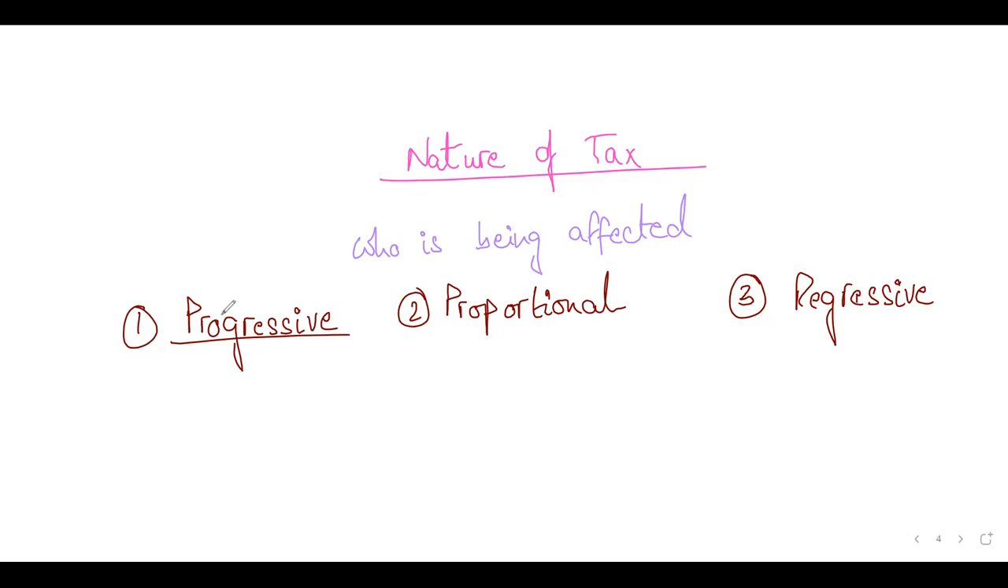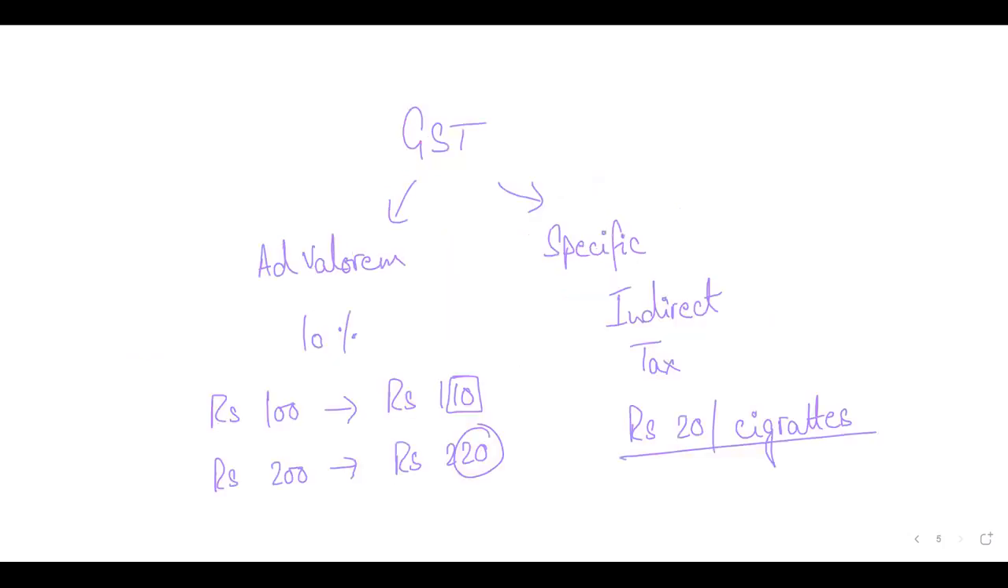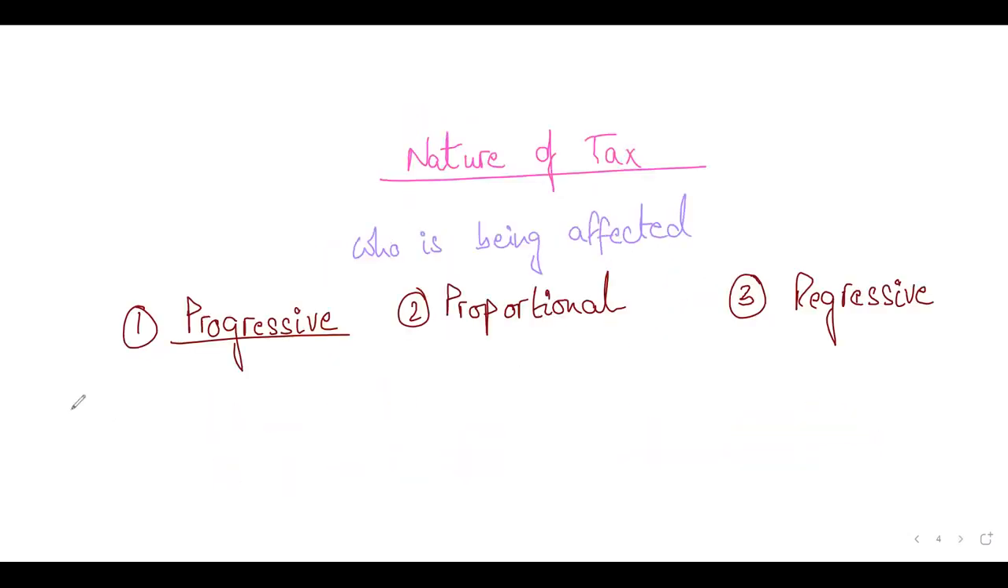Now think about this. Progressive. Students, pay attention, please. Progressive is basically: the greater the source of income, the greater the tax rate. I'm not writing the full statements because I'm assuming you would know, but if there is still any confusion, you have to ask me. So progressive means the greater the source of income, the greater the tax rate.